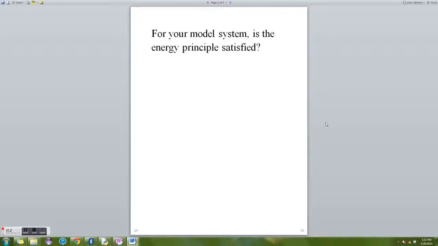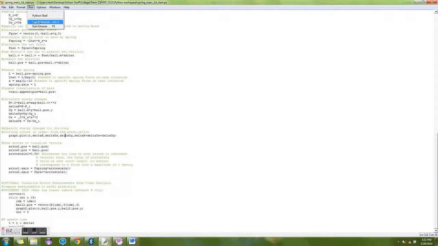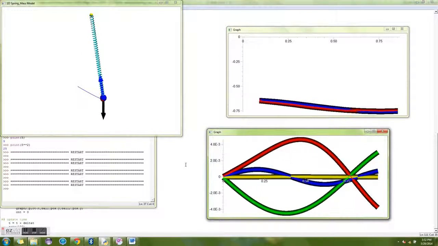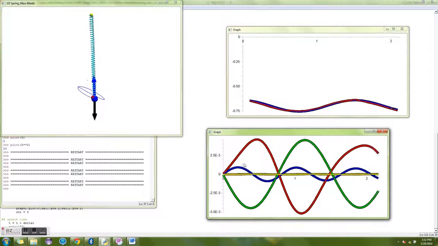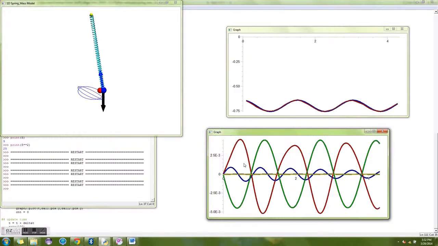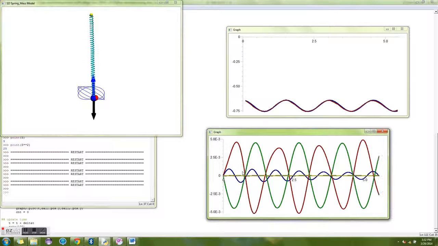So, is the energy principle satisfied? This is, of course, our overall goal for the lab to determine. We can see this very clearly by running the Python model. We'll have two graphs here. This first bottom one we'll look at first. So we have our changes in potential energy, kinetic energy, spring energy, and total energy shown here in the red, green, blue, and yellow order. So our total energy is the yellow line here, which of course we can see is constant at 0 throughout the entire time, as it should be, thus satisfying our energy principle.